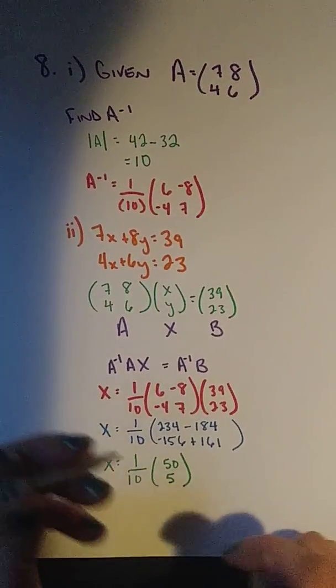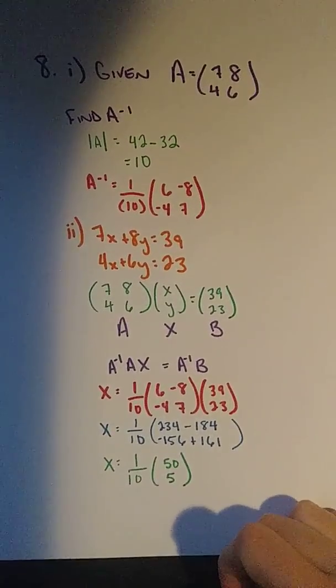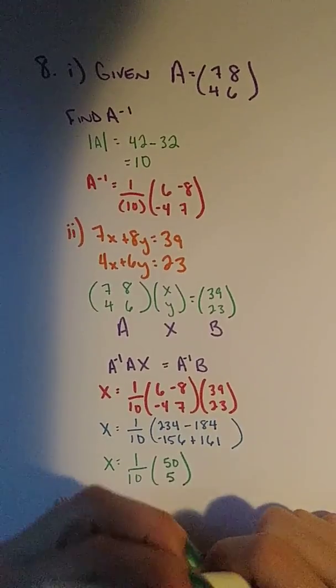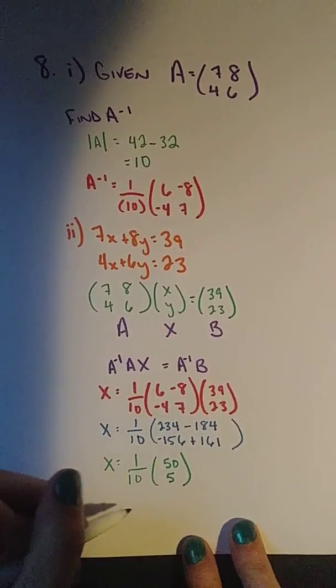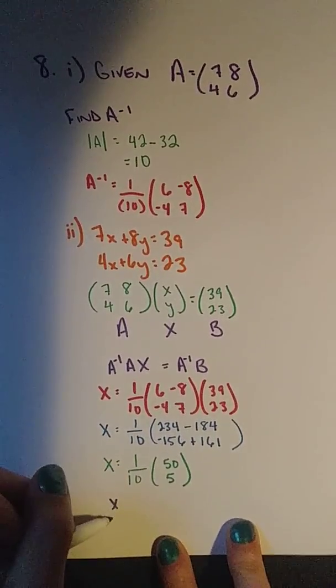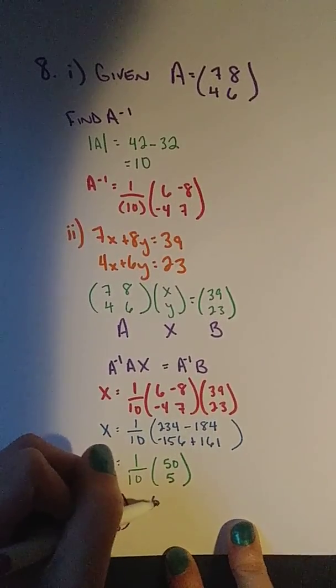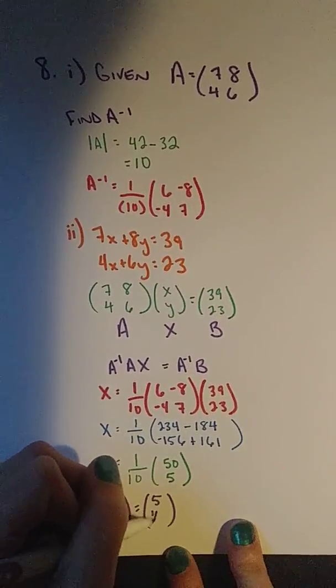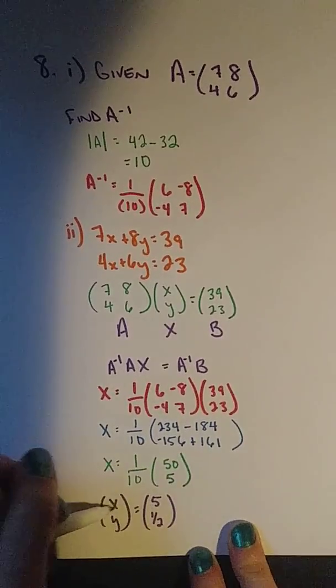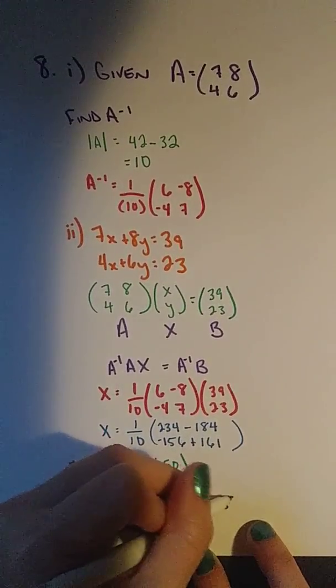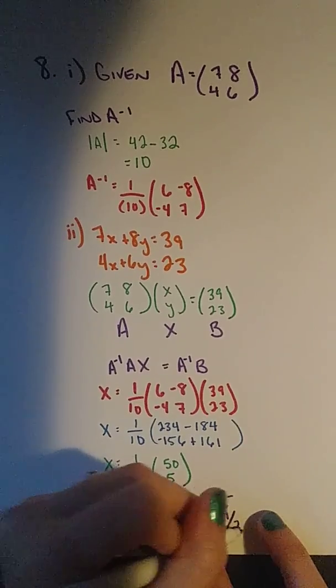which is quite convenient because now when we finally decide to distribute our scalar, we just take each of these numbers and divide it by 10. So X, which is the matrix xy, is going to equal 50 over 10, which is 5, and 5 over 10, which is 1/2. And so now comparing elements side by side, I know x is 5, and I know y is 1/2.